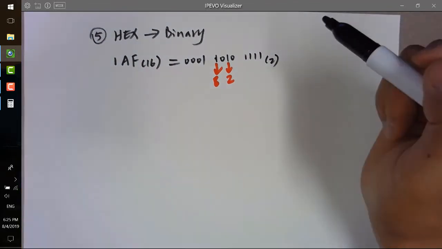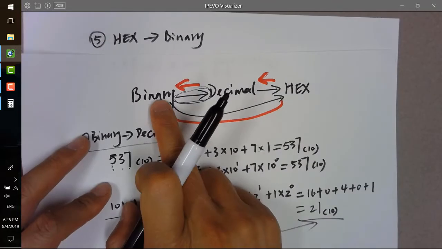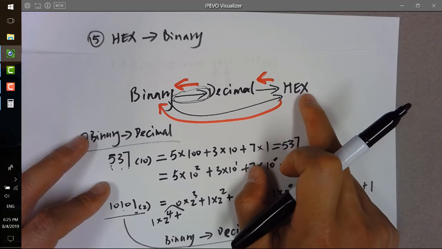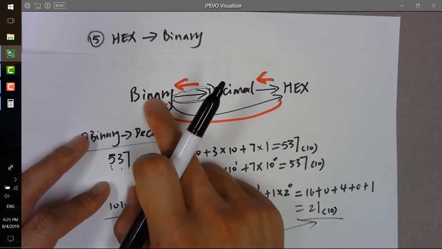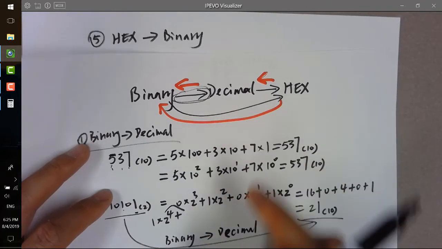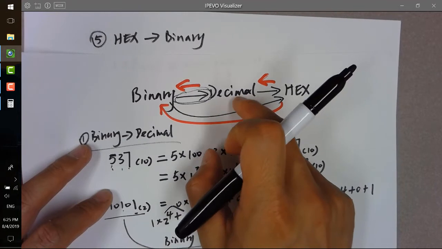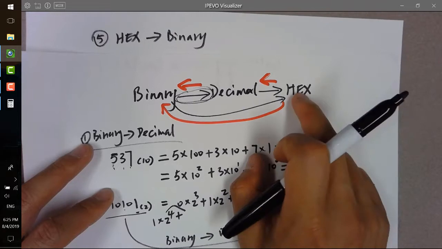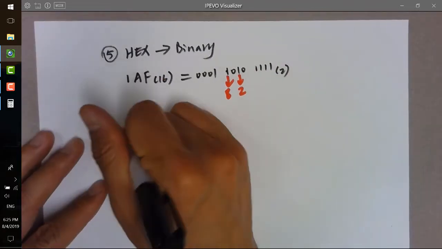Okay, so now let's look at the chart of what we have done here. We converted binary to decimal, binary to hex, and hex to binary. Before we start converting things from decimal, we have one left, which is hex to decimal. So number 6.